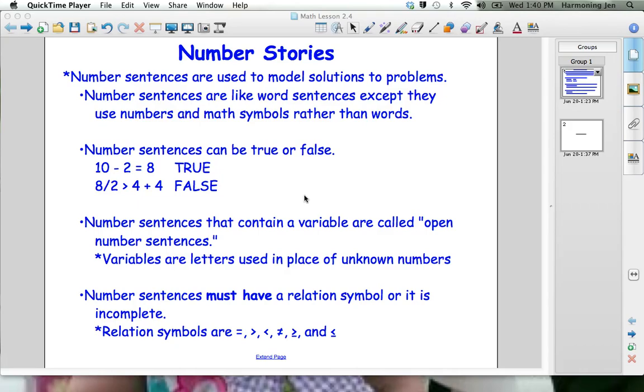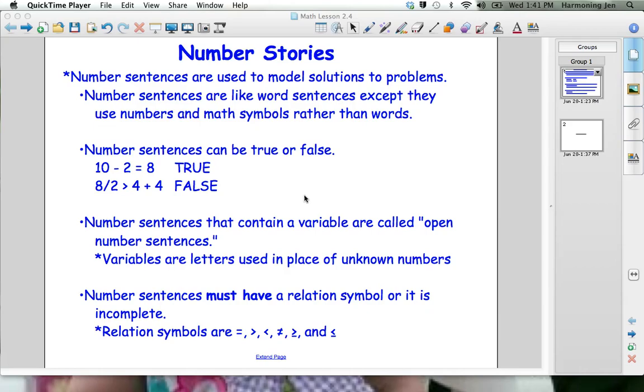Now let's talk about number sentences for a little bit. Number sentences are like word sentences, except they use numbers and math symbols rather than words. When you write with word sentences, it's important to have a complete sentence. Your teacher probably tells you that all the time. Well, when you write number sentences, it's important to have a complete number sentence as well. Now, number sentences can be true or false.